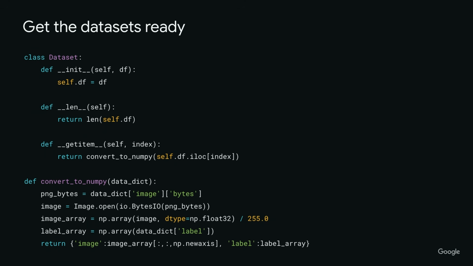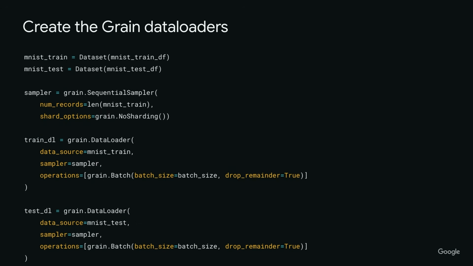We also have a helper function called convert_to_numpy. This function takes a data dictionary, extracts the image bytes, and then uses the Python imaging library, PIL, to open the image. The image is then converted into a NumPy array, normalized by dividing by 255, and reshaped to add a channel dimension. Finally, it also extracts the label and returns both the image array and the label array as a dictionary. Now let's instantiate our dataset class with the training and test data frames we loaded earlier.